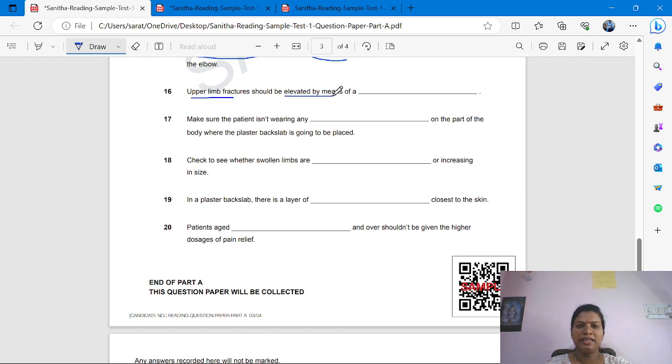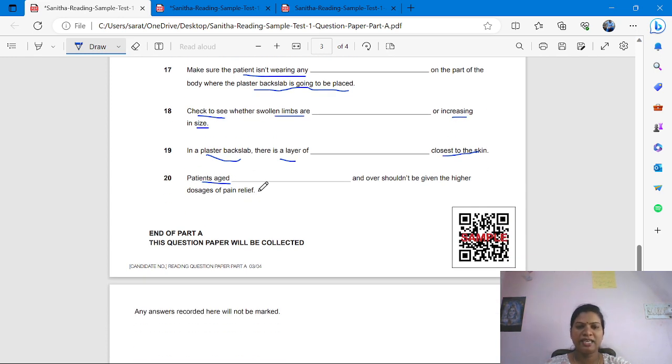Upper limb fractures elevated by means of ___. Make sure the patient is not wearing any ___. What plaster back slab is going to be placed ___. Check to see swollen limbs are ___ or increasing. In a plaster back slab, there is a layer of ___ closest to the skin.